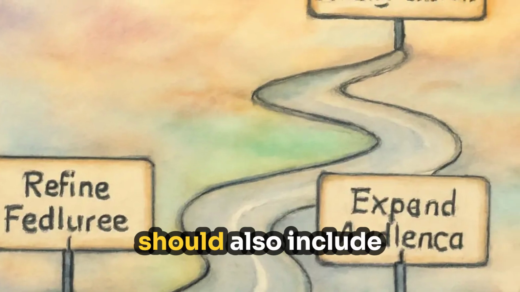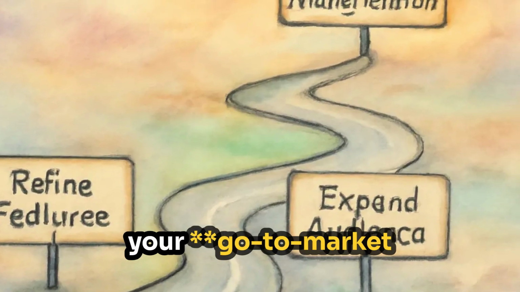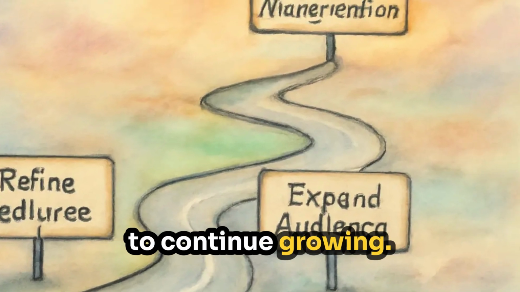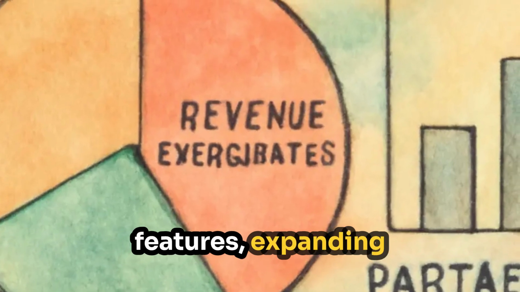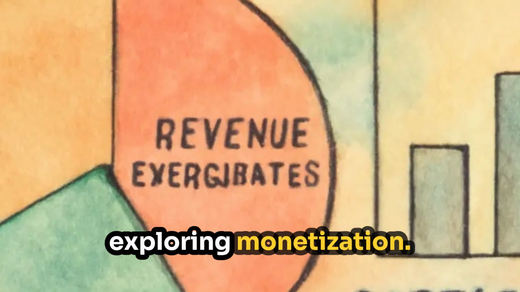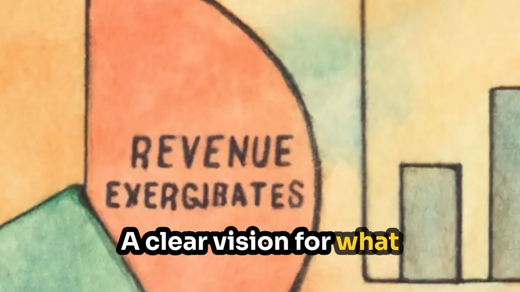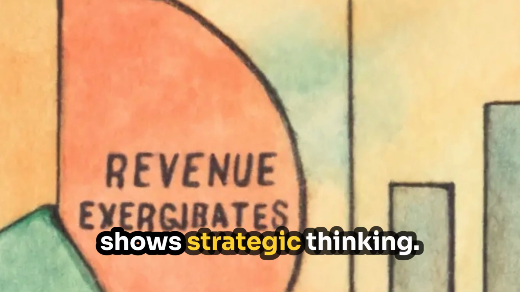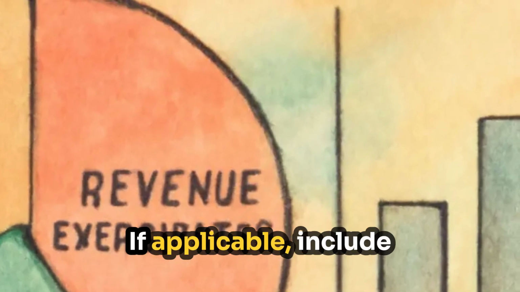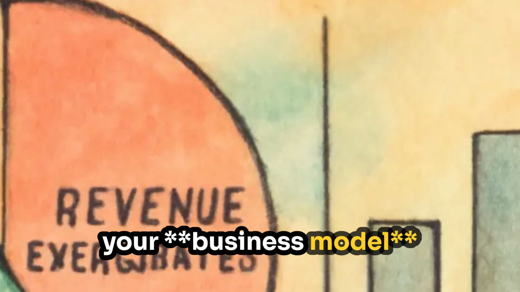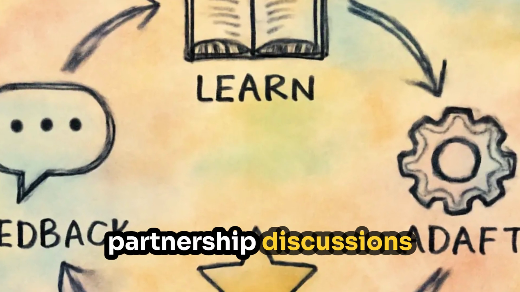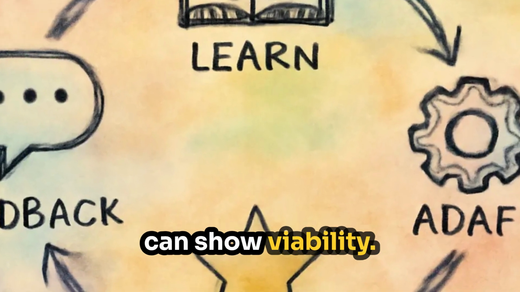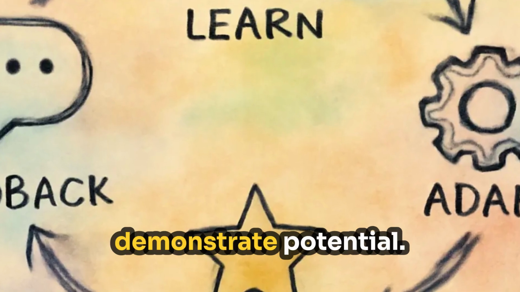Your presentation should also include your go-to-market strategy, how you plan to continue growing. Describe your next steps: refining features, expanding your audience, or exploring monetization. A clear vision for what comes after the MVP shows strategic thinking. If applicable, include your business model and early traction. Even small revenue experiments or partnership discussions can show viability. The goal isn't to prove scale, it's to demonstrate potential.